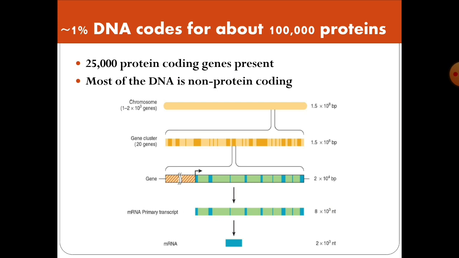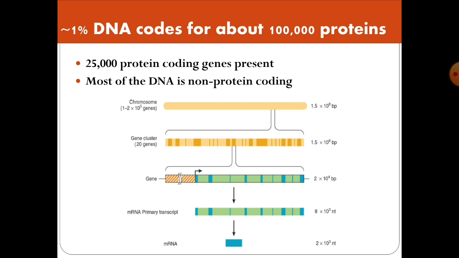Now, coming back to our DNA, the molecular level things, what is happening? Only 1% of DNA codes for about 1 lakh proteins that we require for our body, be it structural or any kind of function that we have, it is all proteins and proteins. So, we have such a huge DNA, yet only 1% of DNA codes for 1 lakh proteins. And it is seen that only 25,000 protein coding genes are present.